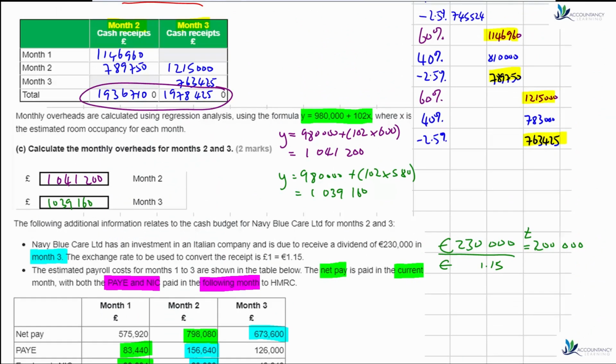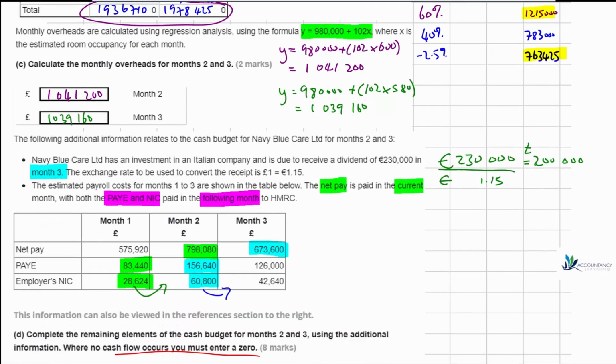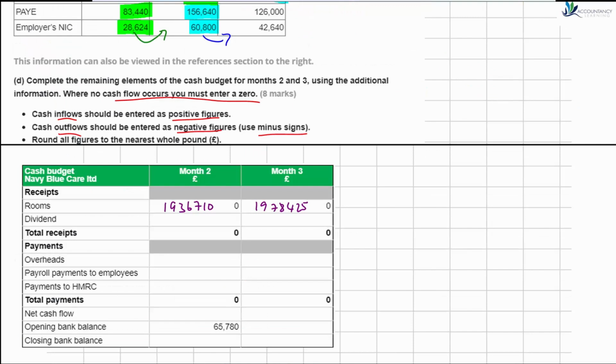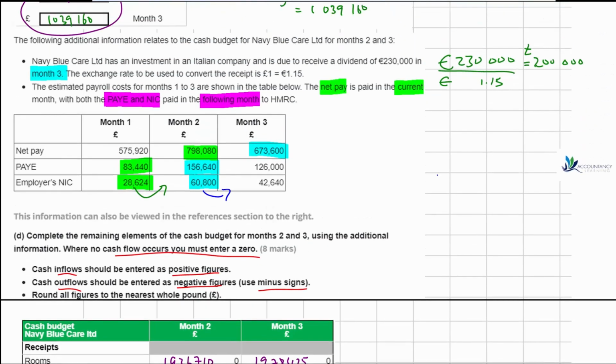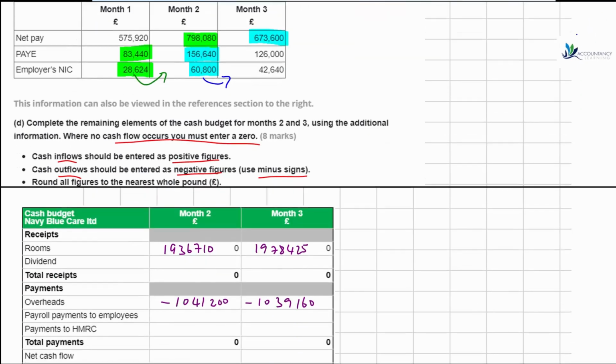Okay, but we need to put the other numbers in as well. So remember, we've worked out our overheads. So those 2 numbers also need to go into our answer. And then we need to put in the new numbers from this part of the question. So we identified, didn't we, in month 3, we need to show this dividend of 200,000 coming in. But that's relative to month 3. And then we can work out our total cash coming in for the 2 months. Again, those 2 numbers would be automatically calculated for you in the exam software.